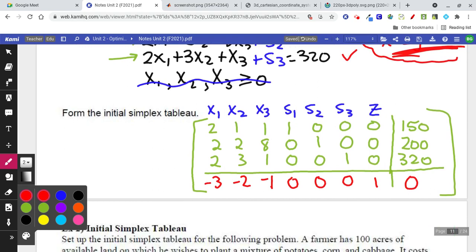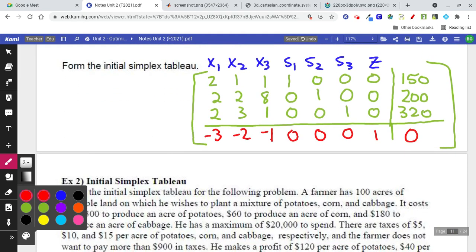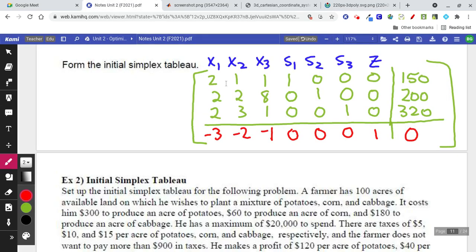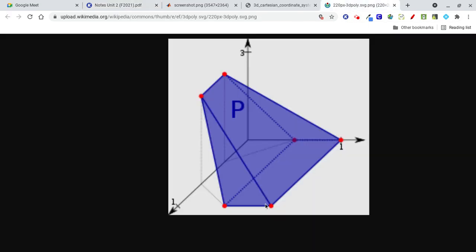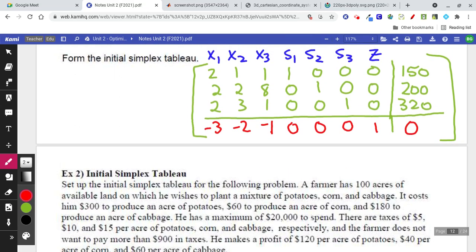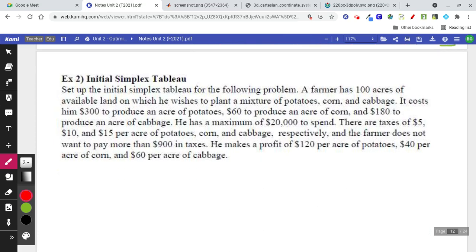Okay, that's going to be important because basically what that represents is one of the corners of this region. So once we learn how to read the initial simplex tableau, we will be able to read one of the corners of this region. Now you don't know at this point if that's the maximum or not, but we'll see.